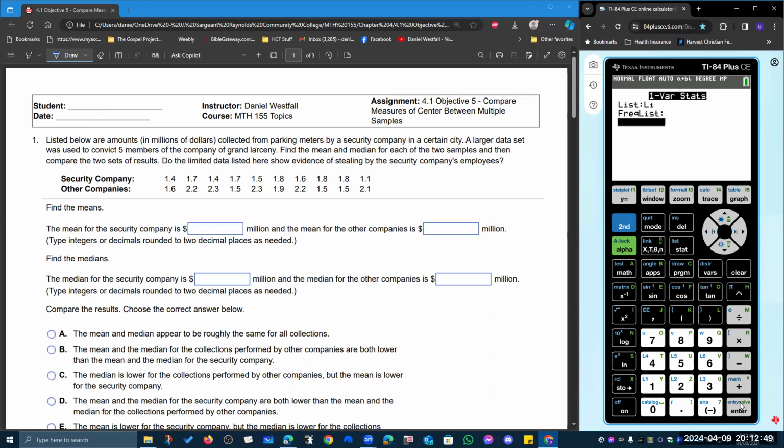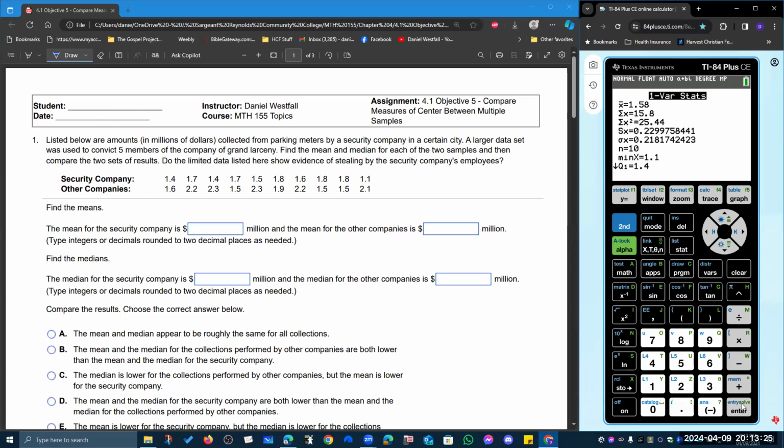And I guess I'll finish reading the problem here. Listed below are amounts in millions of dollars collected from parking meters by a security company in a certain city. A larger data set was used to convict 5 members of the company of grand larceny. Find the mean and median for each of the 2 samples and then compare the 2 sets of results. And due to the limited data listed here, show evidence of stealing by the company's employees.